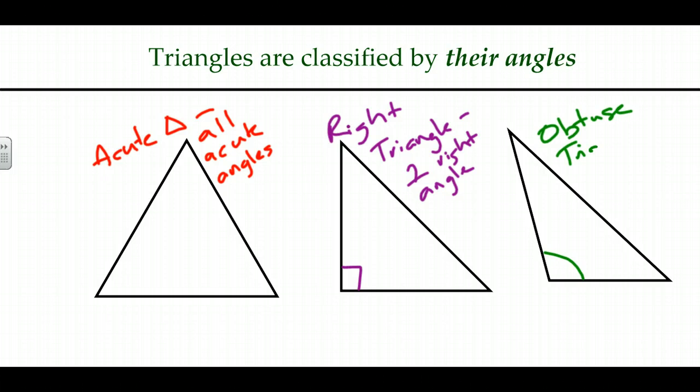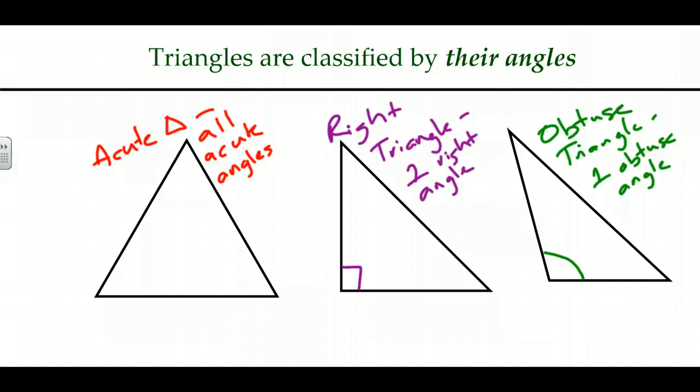So, if you haven't already, take a second to pause the video and write down these three definitions for three different ways that we classify triangles. Acute triangles have all acute angles, right triangles have one right angle, and obtuse triangles have one obtuse angle. And come back when you're ready to go. So this is one way of classifying triangles, which is by their angles.